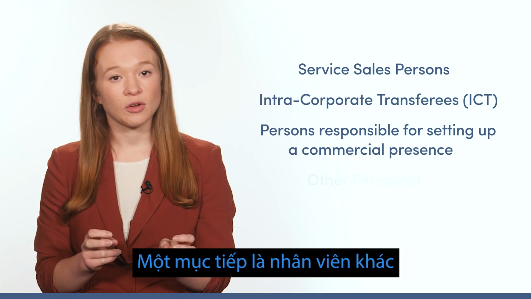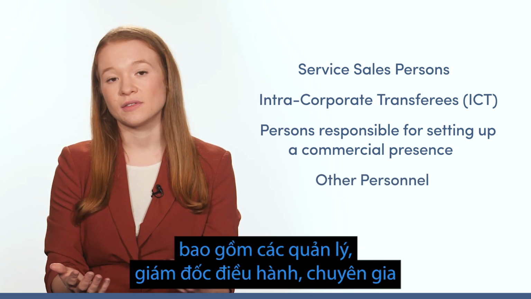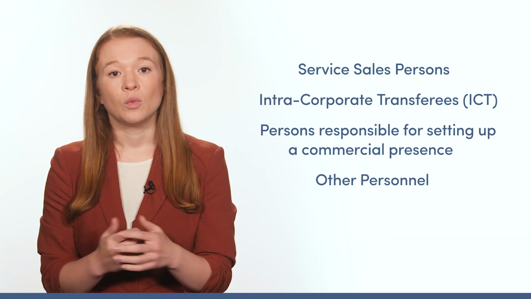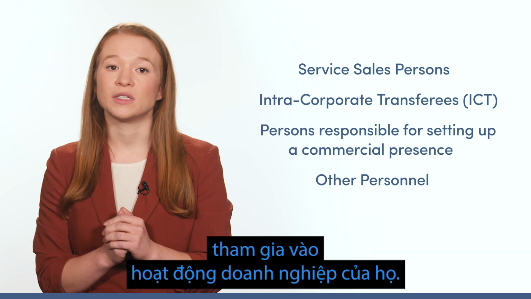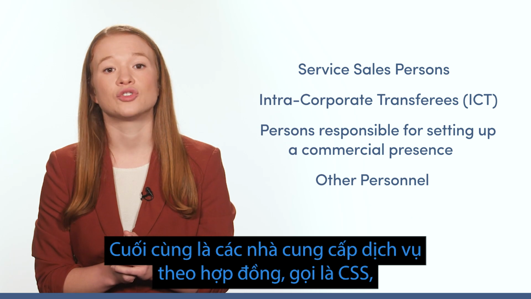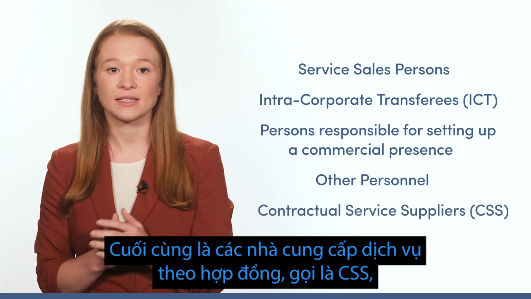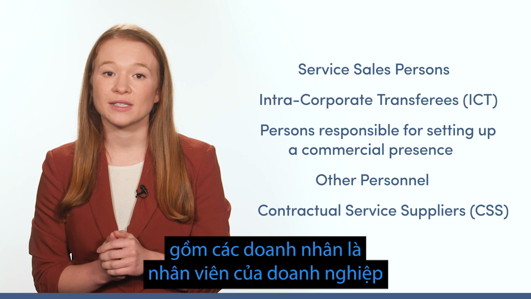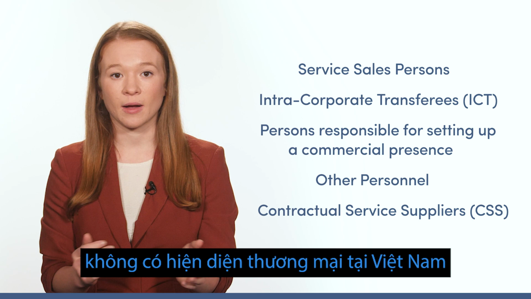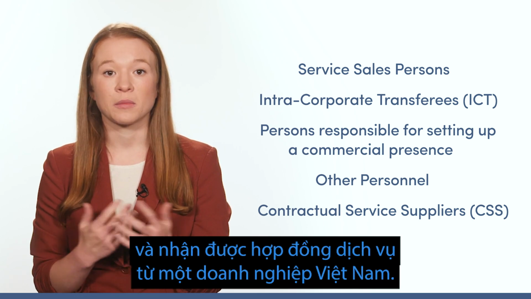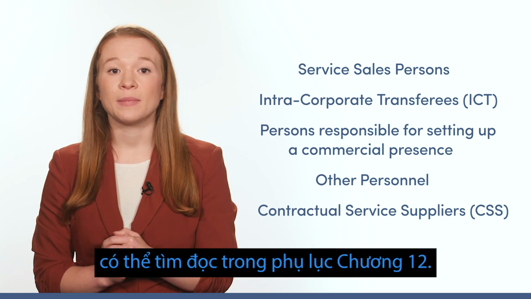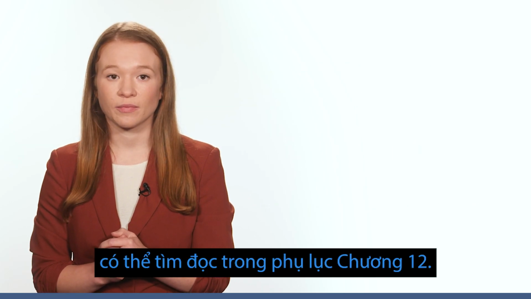The category called Other Personnel includes managers, executives, and specialists employed by an enterprise from another CPTPP economy with commercial presence in Vietnam who participate in their enterprise's activities. The last category is Contractual Service Suppliers, or CSS, which include business persons who are employees of an enterprise of another CPTPP economy with no commercial presence in Vietnam and who have obtained a service contract from a Vietnamese enterprise. Further details on the categories can be found under the annexes of Chapter 12.